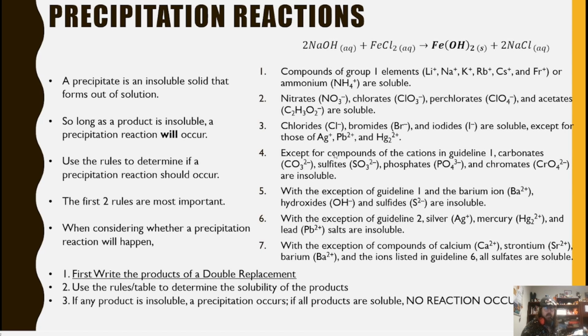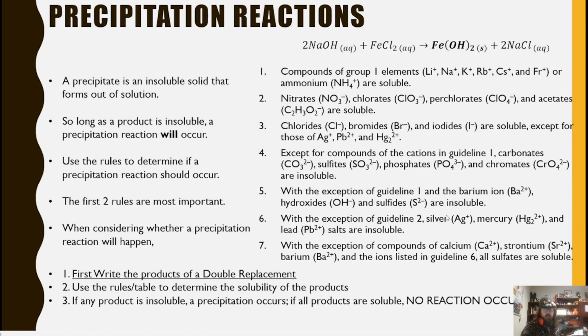Now, another exception. So rule 4, except with compounds in group 1 and ammonium, carbonates, sulfites, phosphates, and chromates are insoluble, meaning any sort of carbonate except for with these group metals and ammonium are insoluble. So sodium carbonate, which is washing soda, dissolves. But iron carbonate does not. Zinc carbonate does not. Any transition metal carbonate, or say barium carbonate or magnesium carbonate, will not.